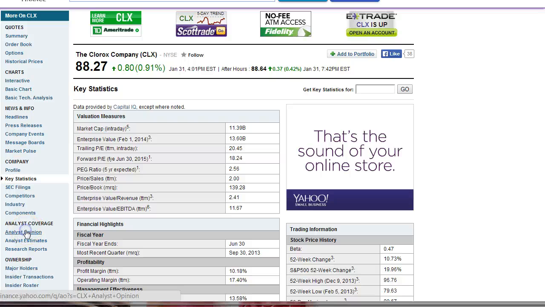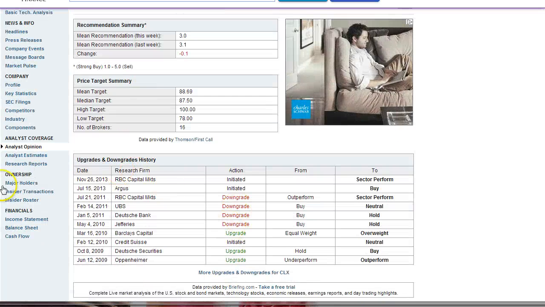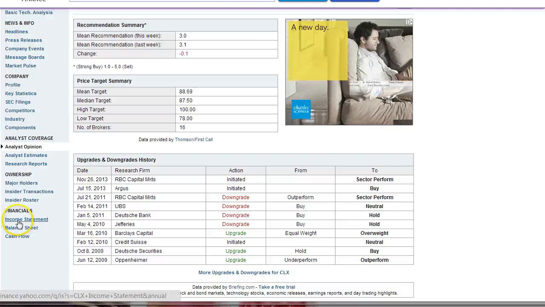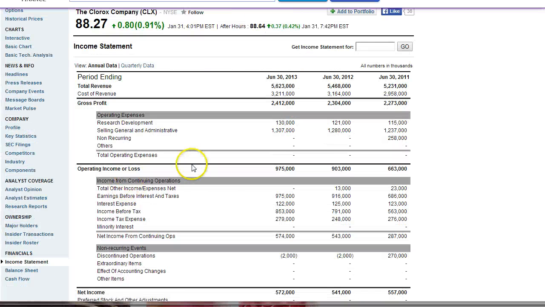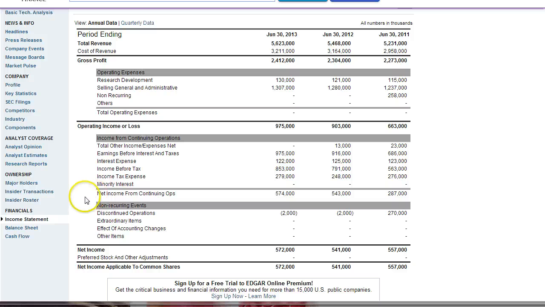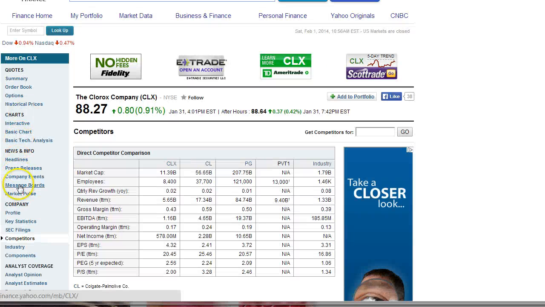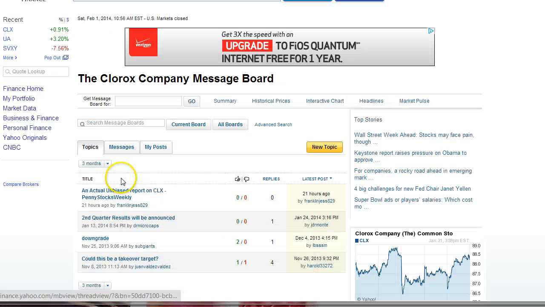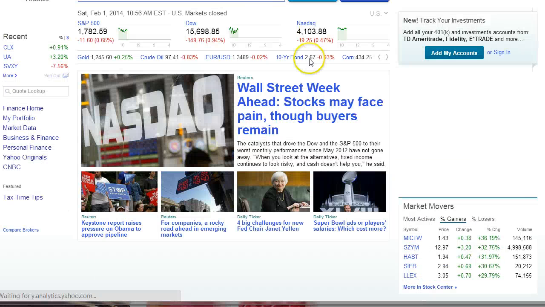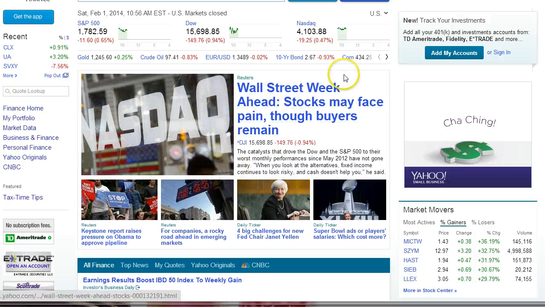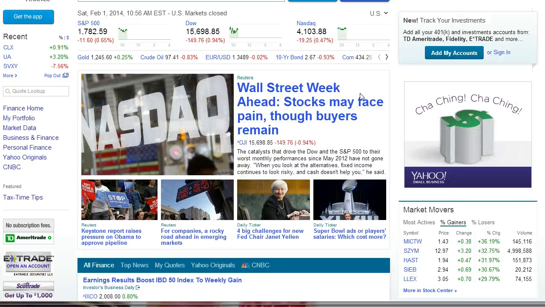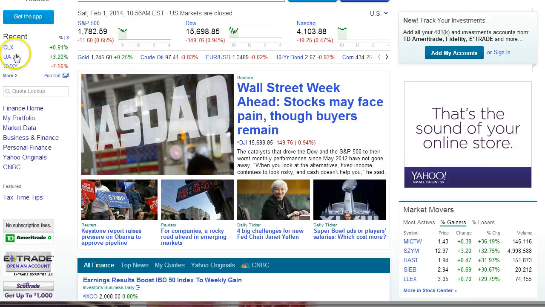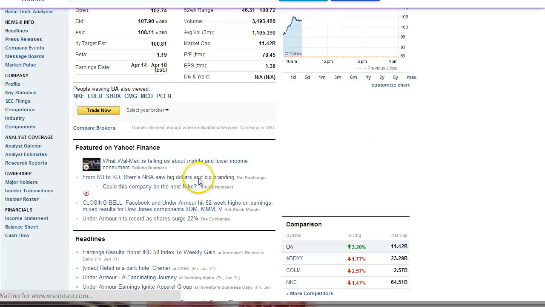You can look at analysts' opinions, their upgrades and downgrades. You can view the financial statements, see how the company is doing with revenues and sales and things of that nature. You can check out the competitors. You can go to the message boards and see what other investors are saying about the stock. There's a lot you can learn just from working around Yahoo Finance, looking up companies you're thinking about, doing a little research.